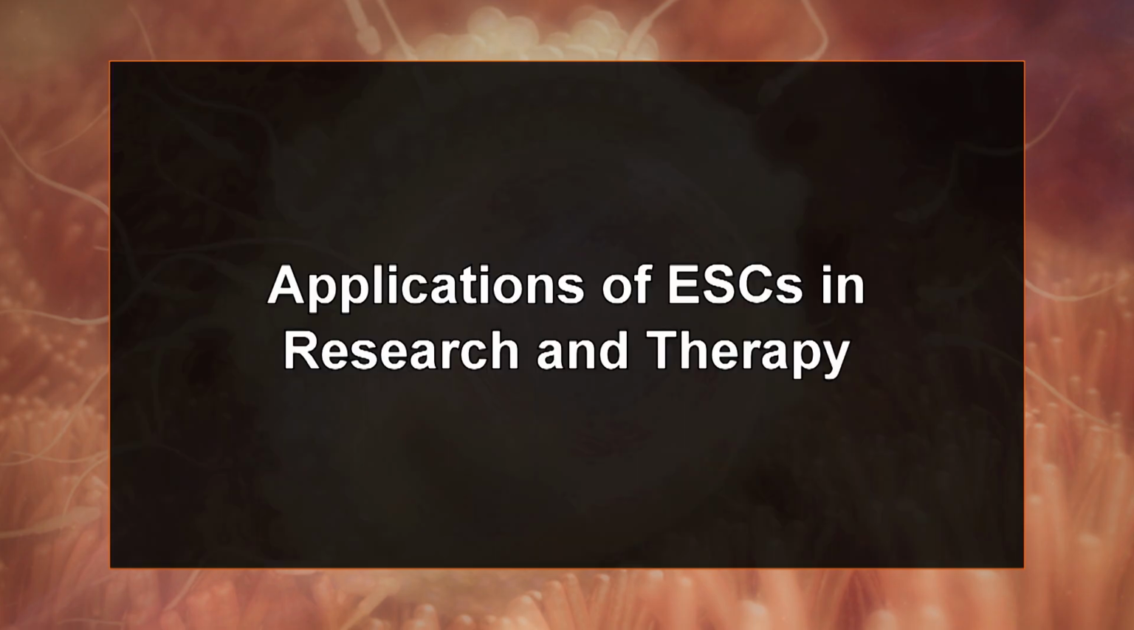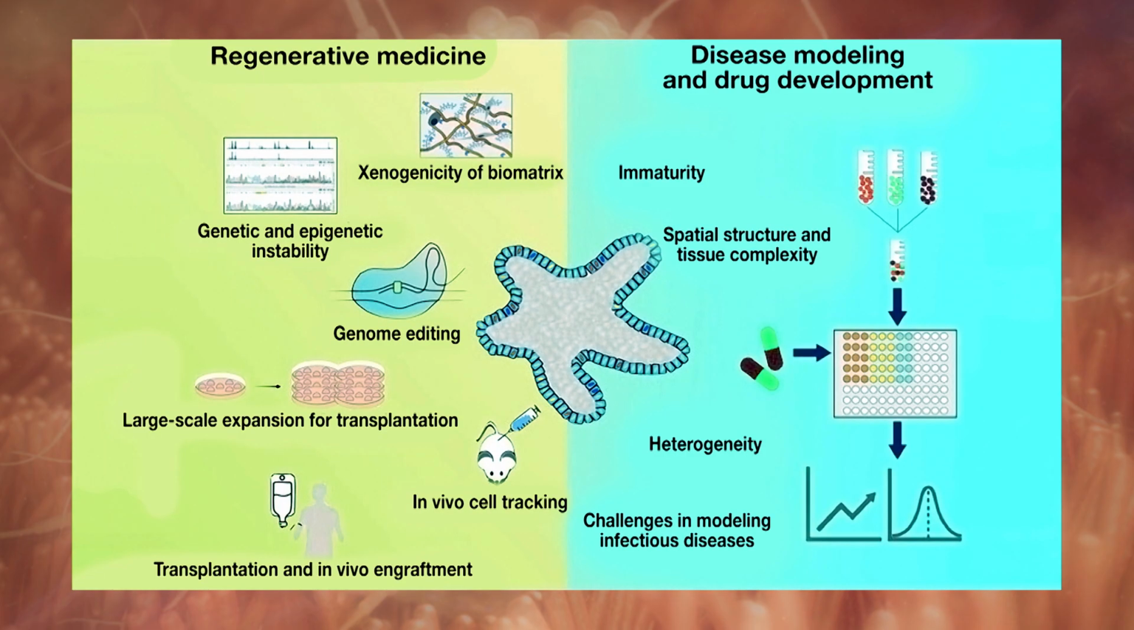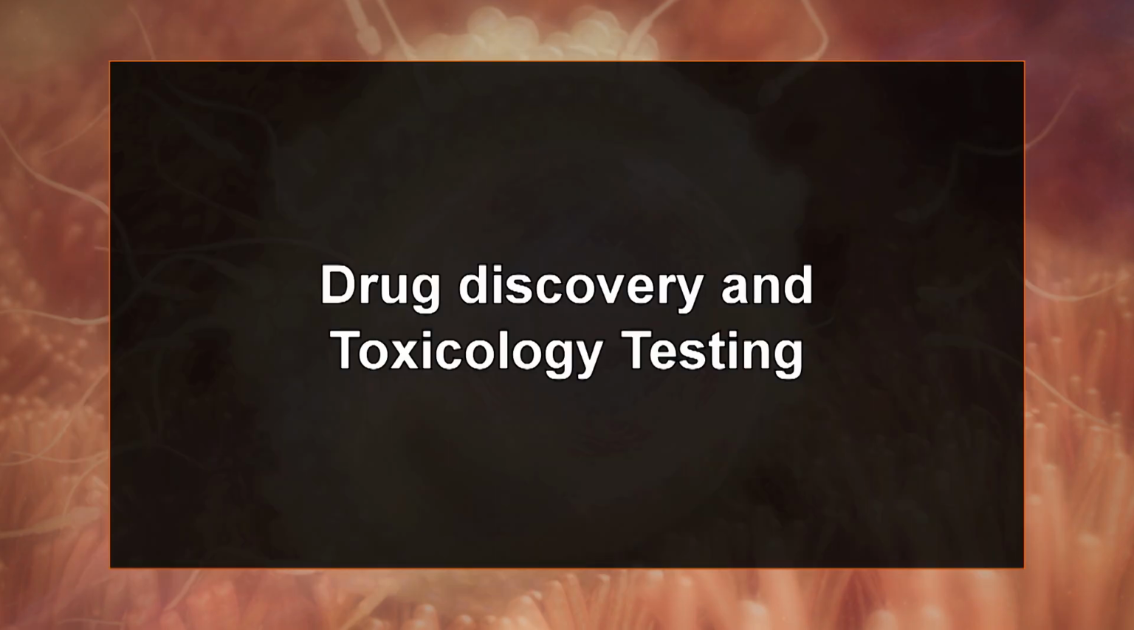Dear students, moving on to applications of ESCs in research and therapy. Number one is regenerative medicine. Differentiation into cardiomyocytes for heart failure, dopaminergic neurons in Parkinson's disease, pancreatic beta cells in diabetes, and retinal pigment epithelium for macular degeneration. Drug discovery and toxicology testing.